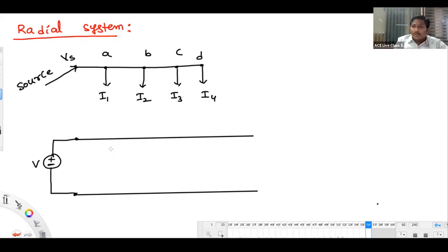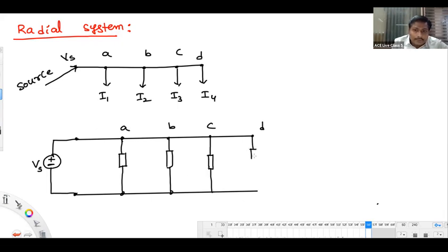On this side we have a DC voltage source of Vs. This is point A of load tapping, point B, point C, point D. Now I'll keep the load currents. This is the load drawing a current of I1. This is a load drawing a current of I2. And this is a load drawing a current of I3. And then this is a load drawing a current of I4.